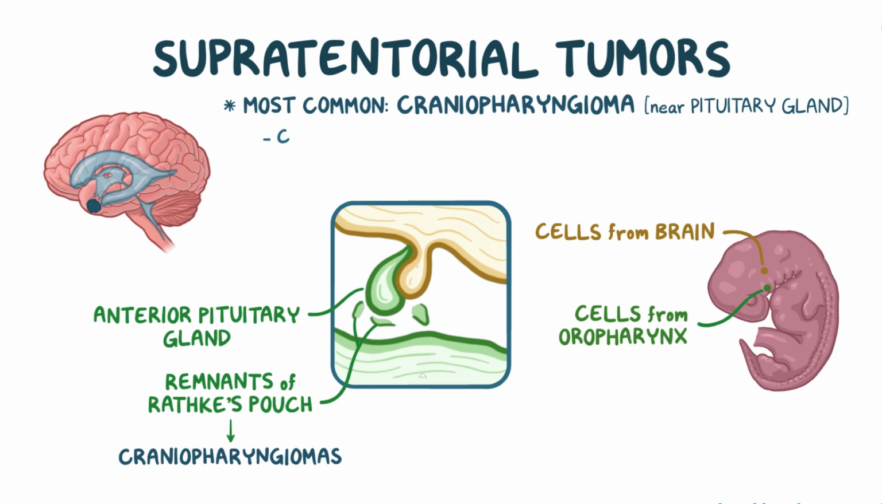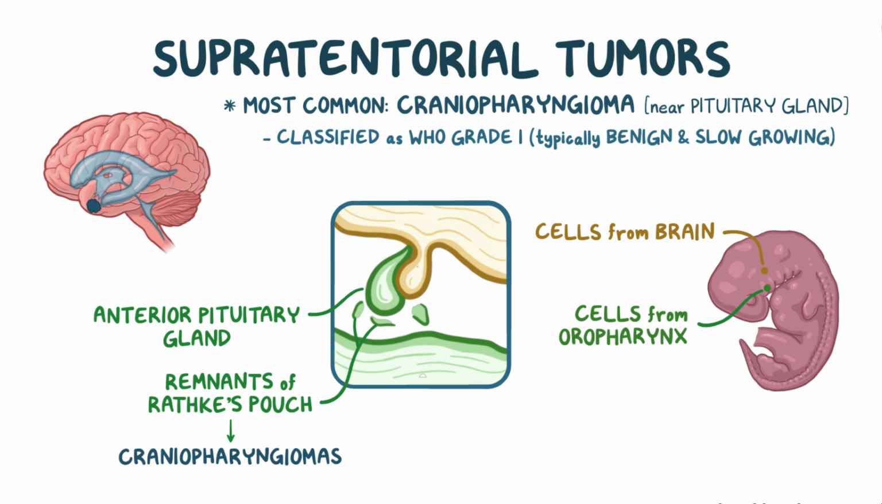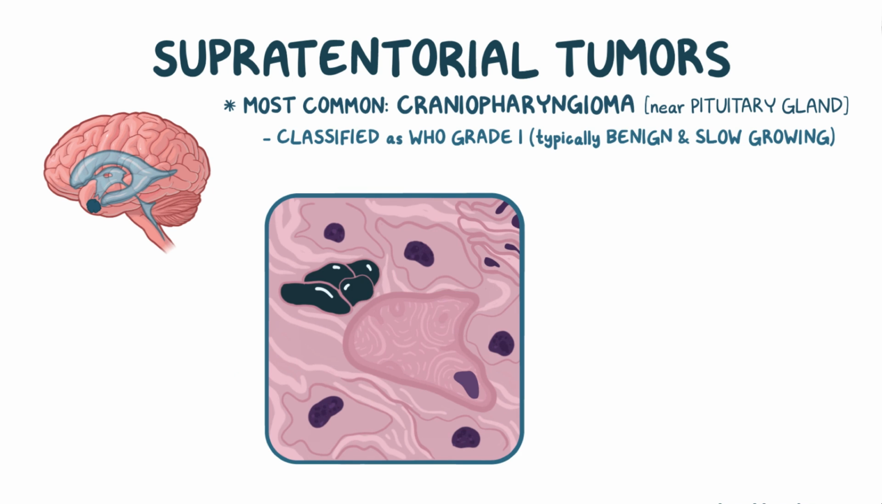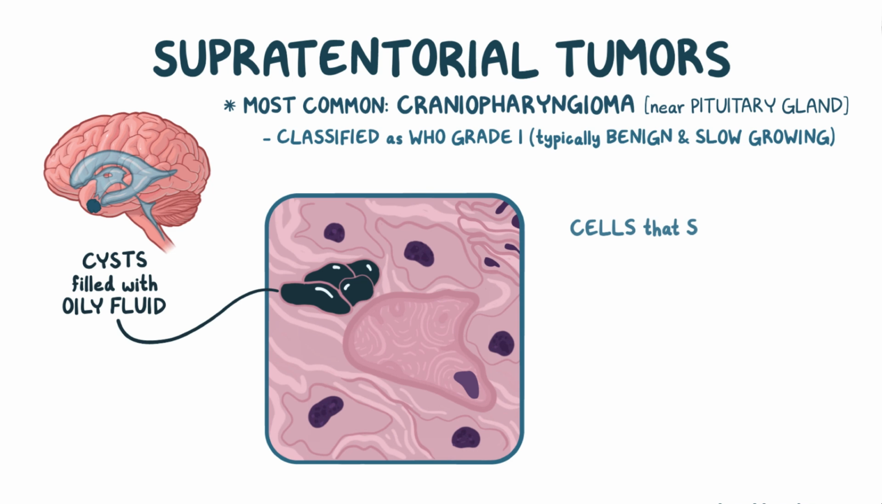They're typically only classified as WHO grade 1 tumors because they're typically benign and slow growing. Histologically, it's a pretty complex tumor with lots of prominent features, including multiple cysts filled with a thick, motor oil-like fluid, and cells that stratify or arrange themselves in layers. The innermost layer tends to have loosely packed cells that retain their nuclei despite being filled with keratin, a strong protein, creating what's called a wet keratin appearance.